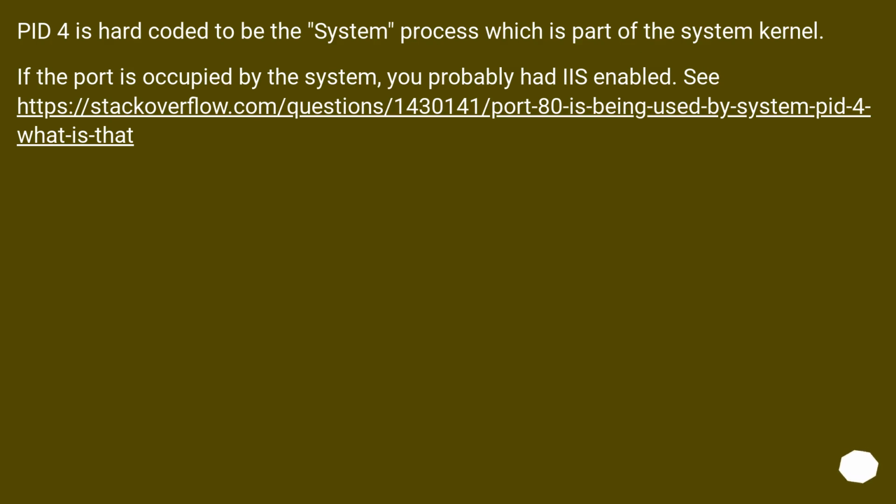PID:4 is hard-coded to be the System process, which is part of the system kernel. If the port is occupied by the system, you probably had IIS enabled. See this URL.